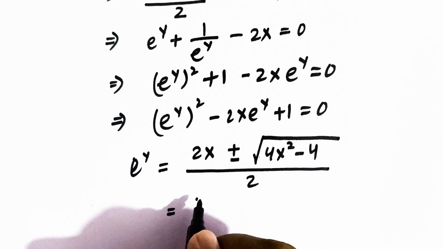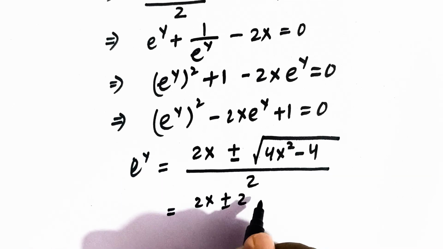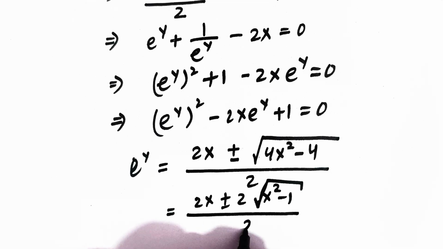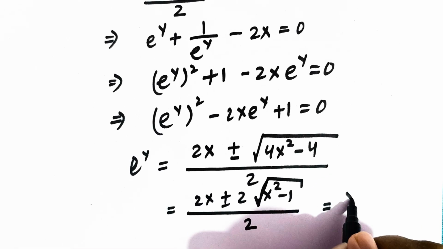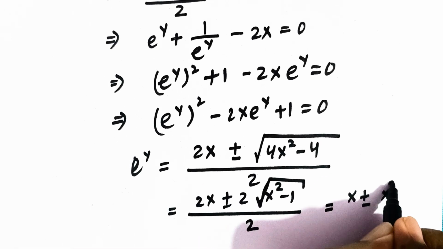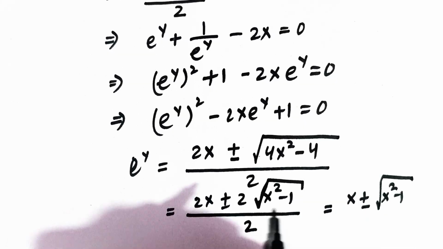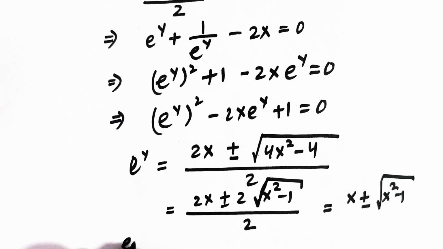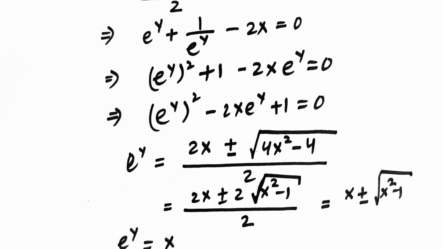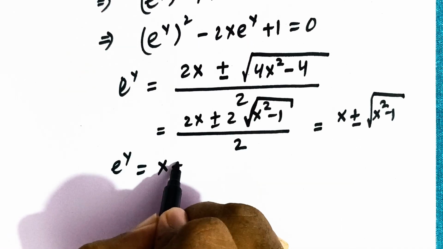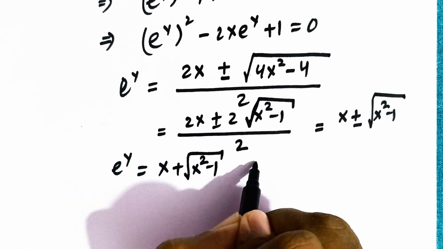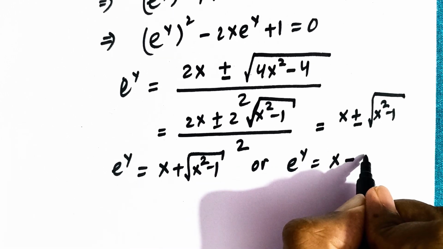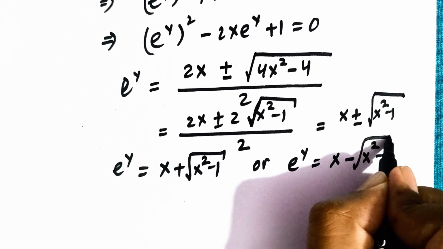So we have 2x plus or minus 2 times the square root of x squared minus 1, divided by 2. So it becomes x plus or minus the square root of x squared minus 1. We can cancel 2 from numerator and denominator. So our e to the power y is x plus the square root of x squared minus 1, or e to the power y is x minus the square root of x squared minus 1.